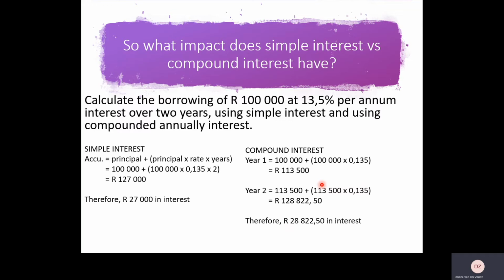What am I doing? So sorry. So interest in year 1 is 13,500. Therefore, the total that I have in year 1 is 113,500. Adding my 100,000. Year 2, my interest is still based on my simple interest principal amount. So in year 2, I still get 13,500, but my total will be the 127,000.